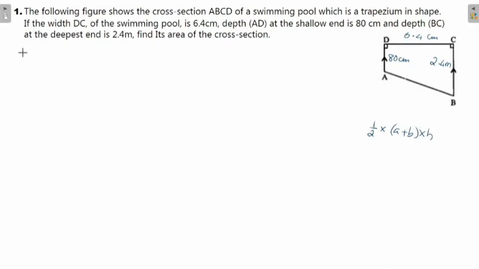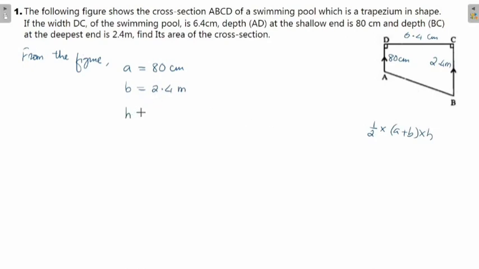From the figure, A and B represent the parallel sides, so you call this A, which is 80 centimeter. Call this side B. This is another parallel side, which is 2.4 meter, and the distance between the parallel sides is my H.